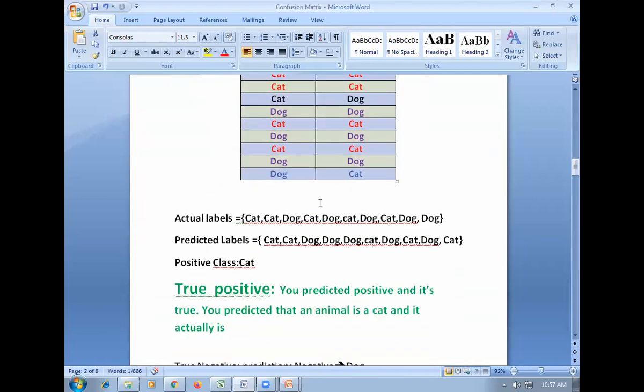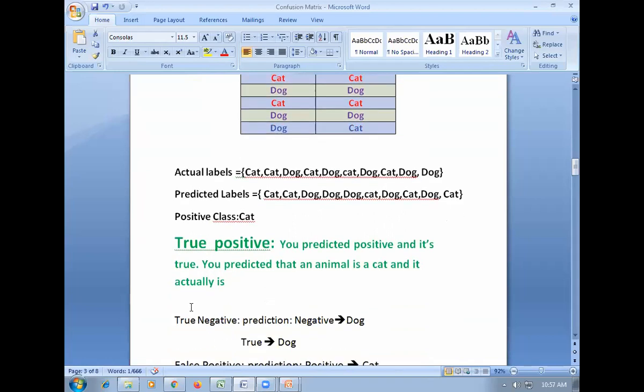Now here, how have we calculated true positive? True positive is calculated when the prediction is positive, which in our case means the positive class is cat, and which is also true. That means you have predicted that an animal is a cat and it is true. That is the value of true positive.